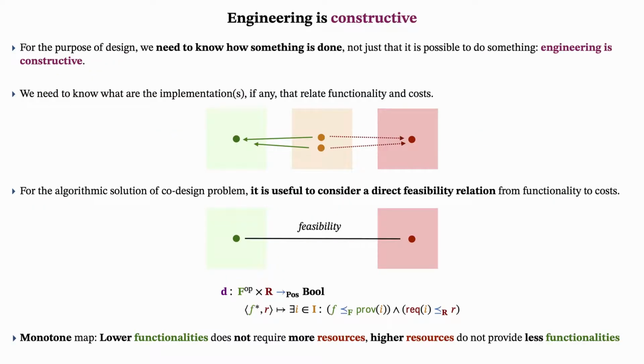Now, for the purpose of design, we need to know how something is done. However, for the algorithmic solution of co-design problems, we will forget for a moment about implementations and focus on feasibility relations. A feasibility relation is a map from the product of the functionality space with the inverted ordered resources to Bool, the poset containing only the elements false and true. Each pair of functionalities and resources is mapped to true if there exists an implementation providing at least the requested functionality, requiring at most the proposed resources. This is a monotone map, since lowering the functionalities will not require more resources, and increasing the resources will not provide less functionalities.